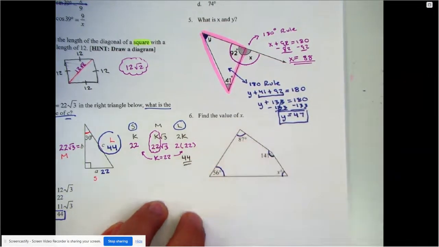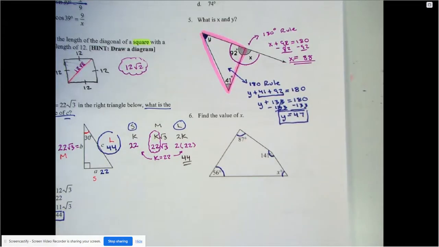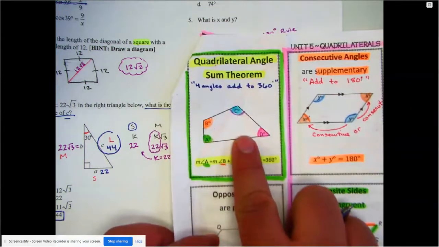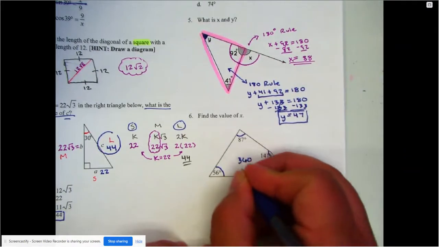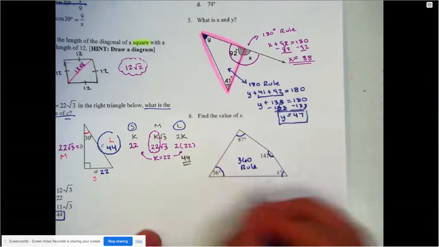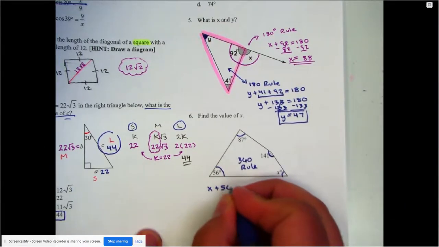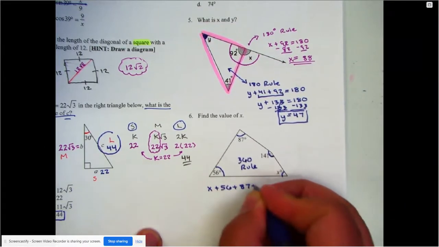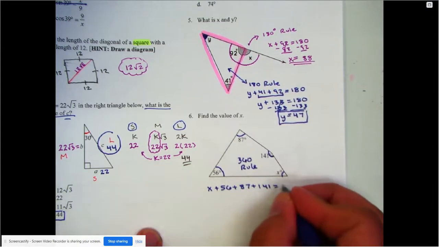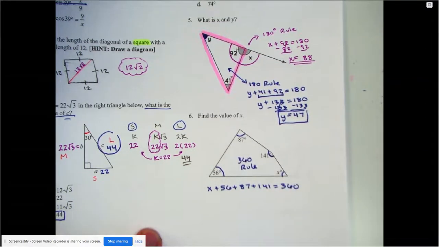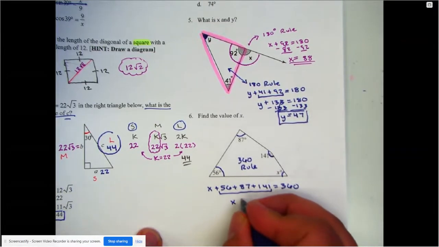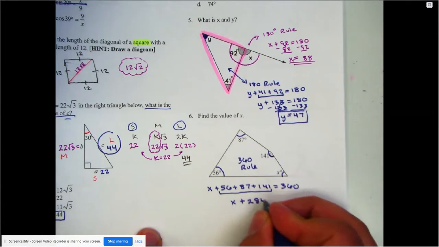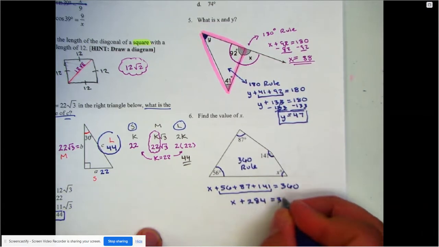When you have four angles in a four-sided figure, well, then there's only one rule that can be brought in, and this goes back to a couple of units ago. This one, the four angles add up to 360. So we're using the 360 rule, which means the x plus the 56 plus the 87 and the 141, you have to have four things written out, is going to equal to 360. I'm going to combine these three. So x plus 284 is what they add up to, is equal to 360.